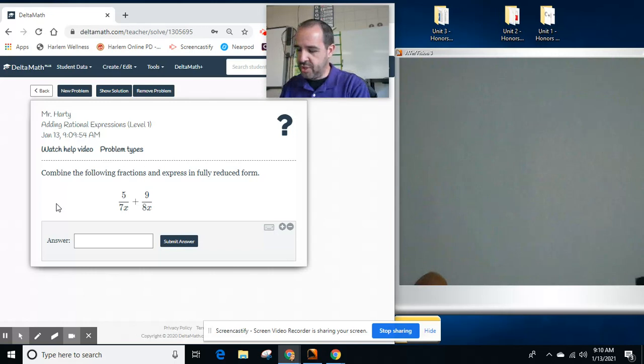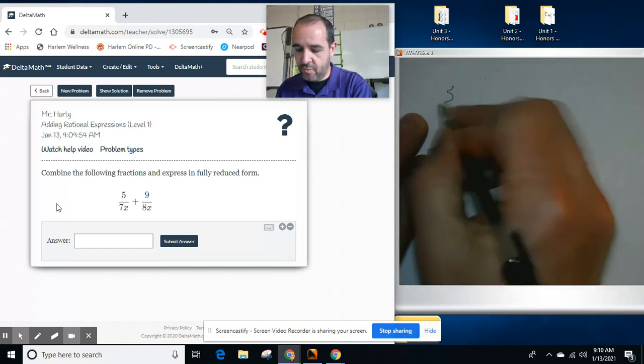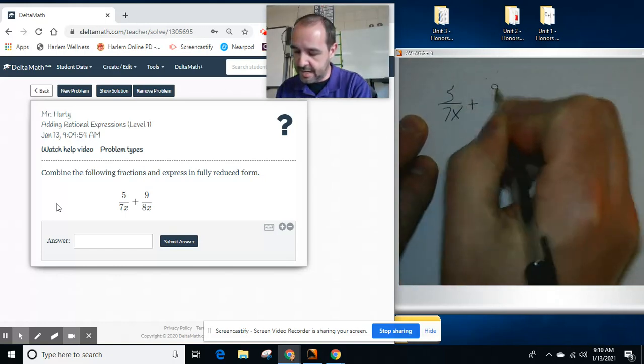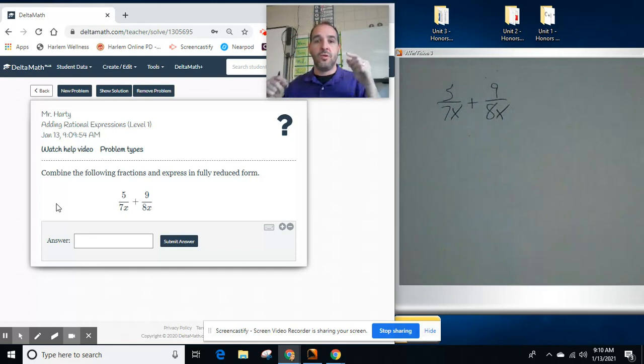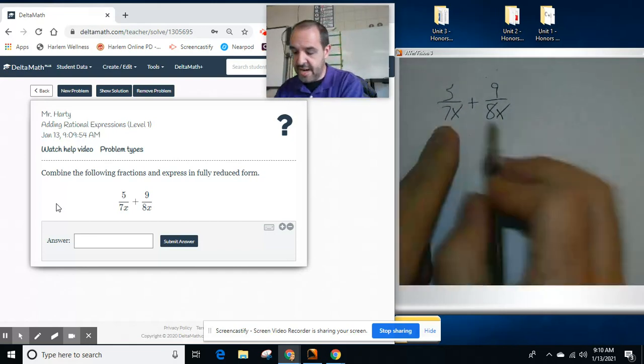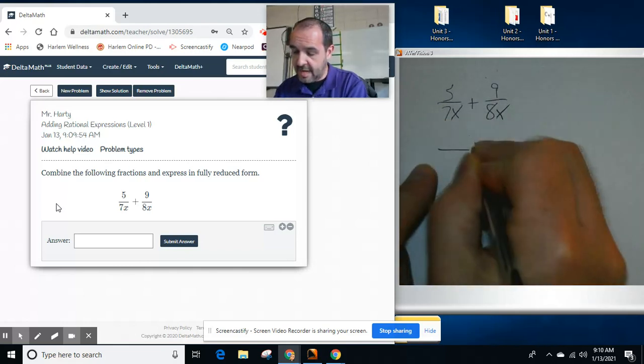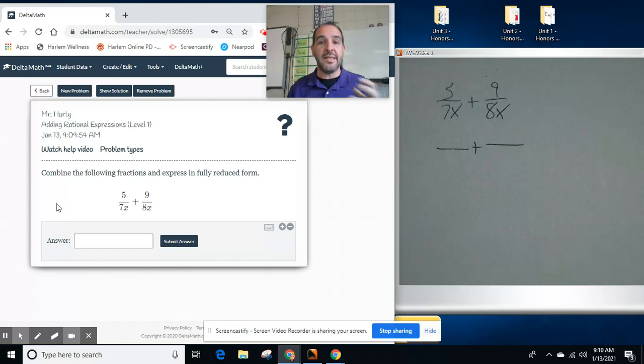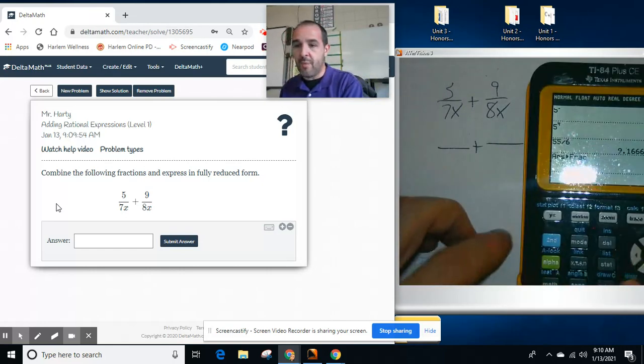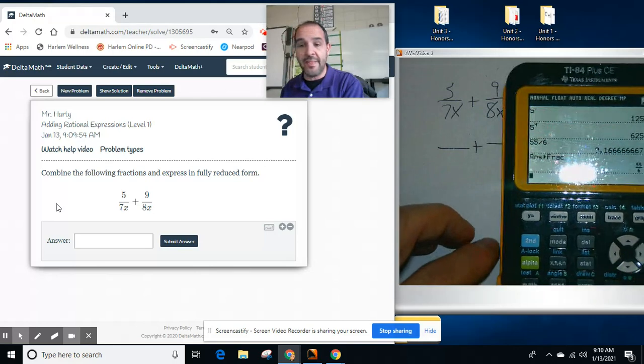I'm not going to show my age by trying to deal with the song that's going through my head right now, but okay. So 5 over 7x plus 9 over 8x. Do the help sheet in your brain. Coefficients, 7 and 8. If you're not sure, make a list with 7s and 8s, or just multiply them. Remember, and again, if you have your help sheet, it's right on there.